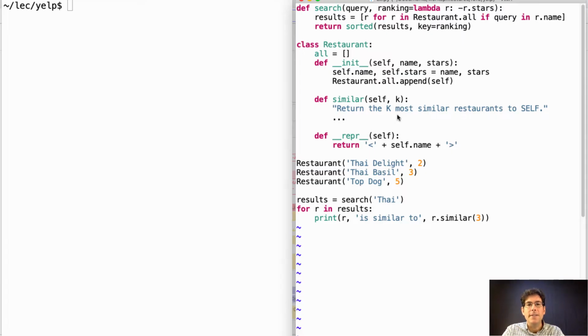Whatever the case is, I think we have another opportunity to introduce modularity by passing in a similarity function that takes in two restaurants and tells us how similar they are. Now the job of the similar function, its concern, is not to determine the similarity, but determine the k most similar restaurants to self. Why don't you try doing that?